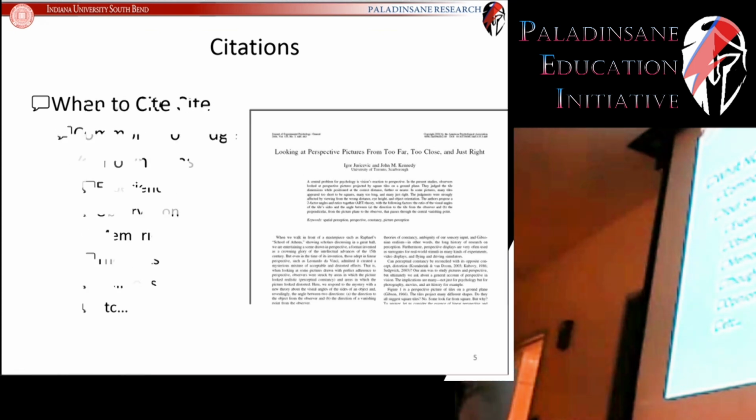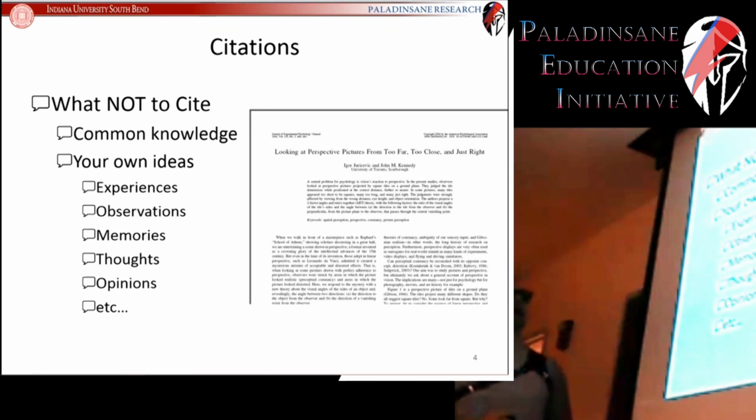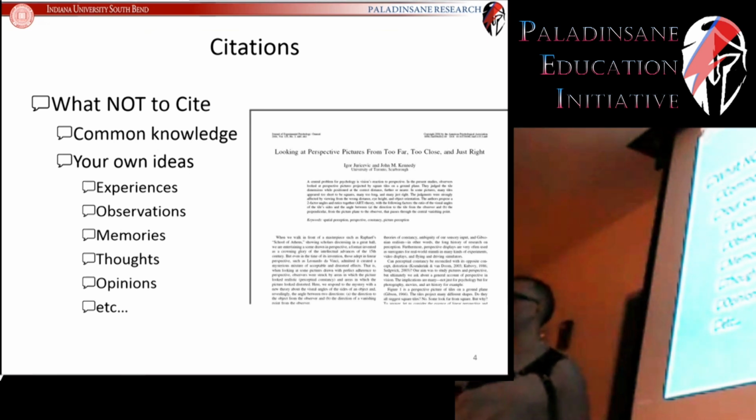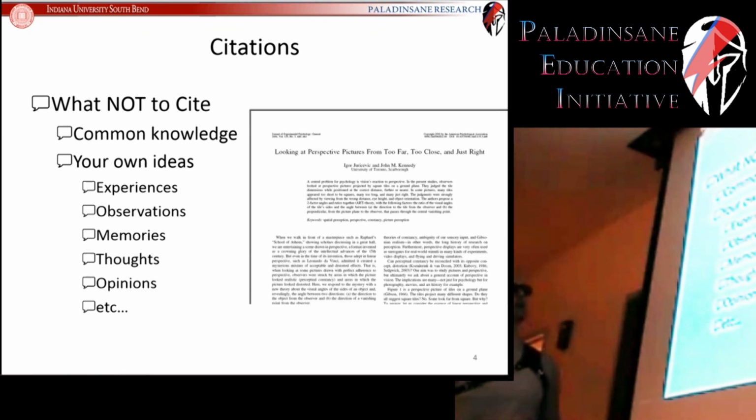So what you need to cite is basically everything else. You need to cite things that are not commonly known, that would not be known by somebody outside of this psychology area.